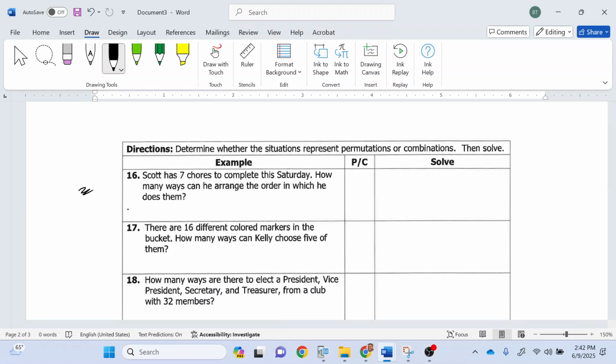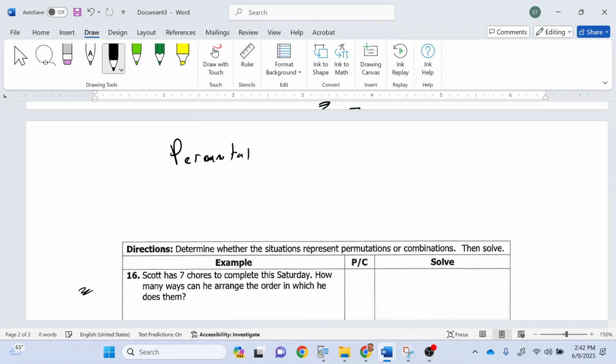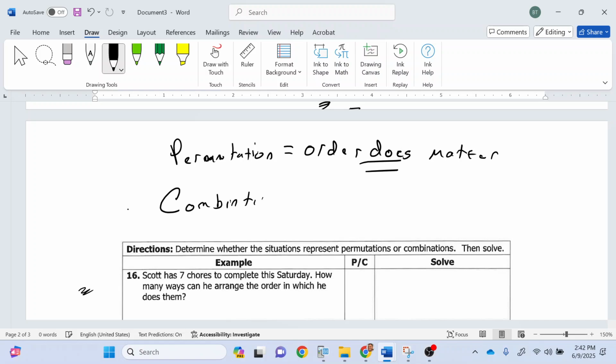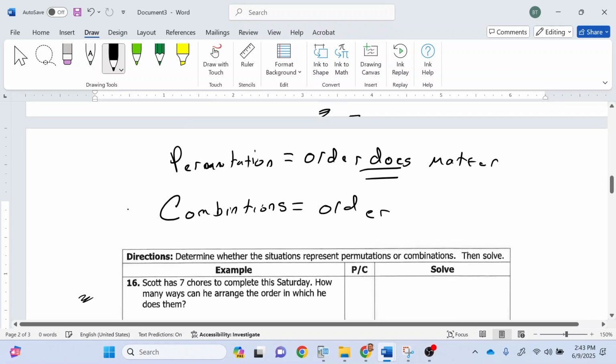This is P and C, so permutation and combination. A permutation is when I'm particular about the order. So order does matter. So permutations, I care about the order. Combinations, I don't care about the order. So order doesn't matter.